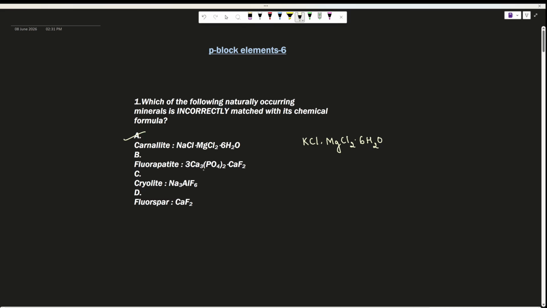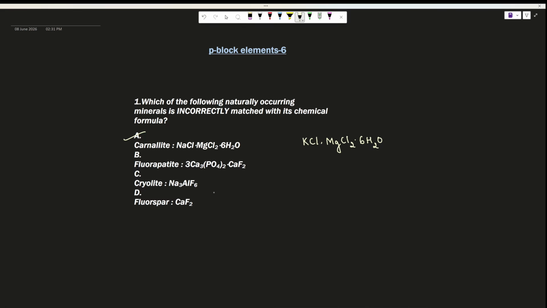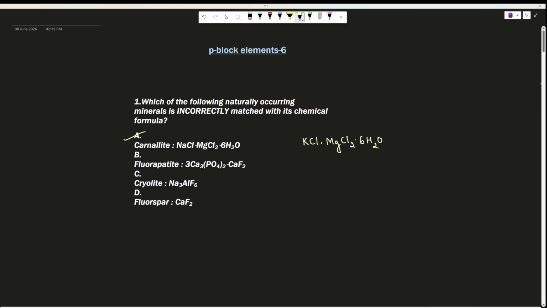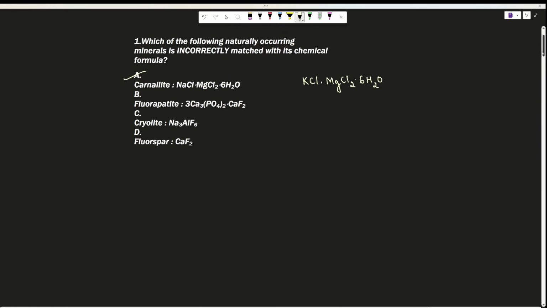Then fluorapatite is correct. So this is the formula. This is cryolite and this is fluorspar. So all these are correct. So you should know some chemical formulas of all these minerals. Let us go to the next one.